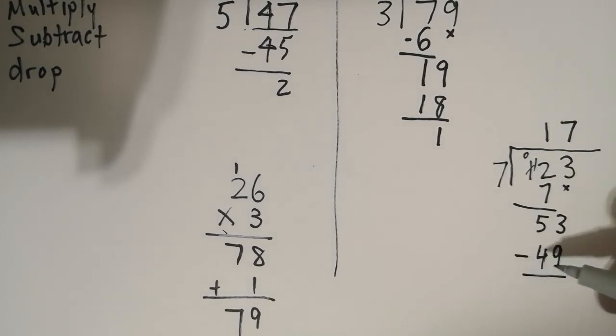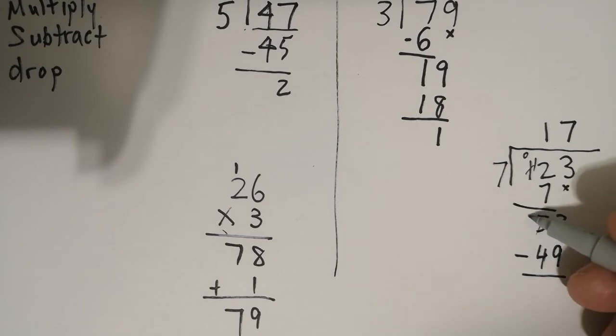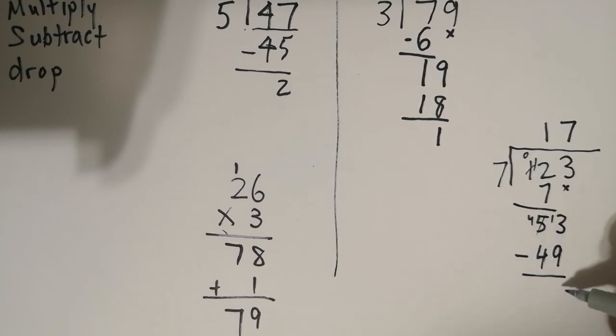And subtract. 13 take away 9 is 4. And those 4s will cancel each other out. So again, we don't have anything to drop. Anything left, anyway. So that becomes my remainder.